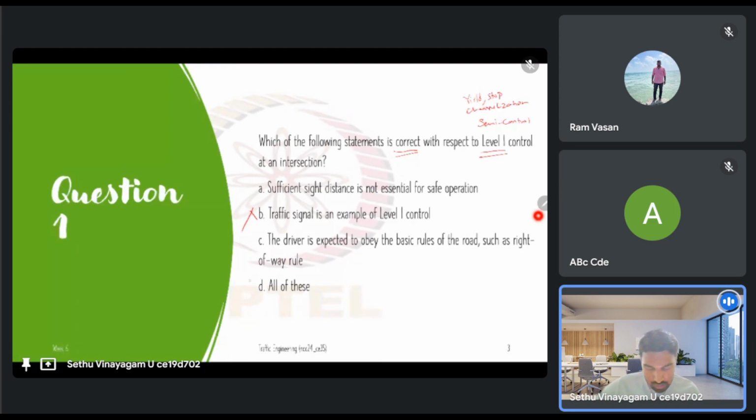If B is not right, D cannot be right, right? All of these cannot be right. So A is: sufficient side distance is not essential for safe operation. This is obviously incorrect. There must be sufficient side distance.